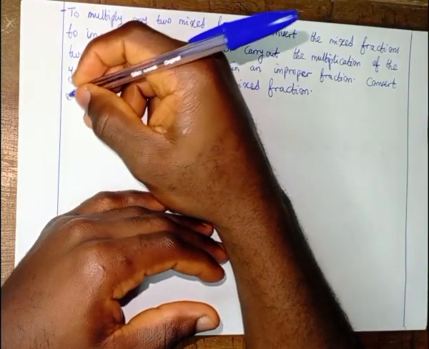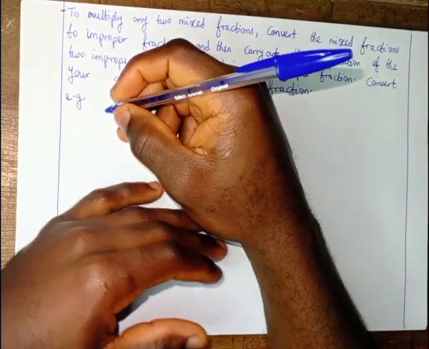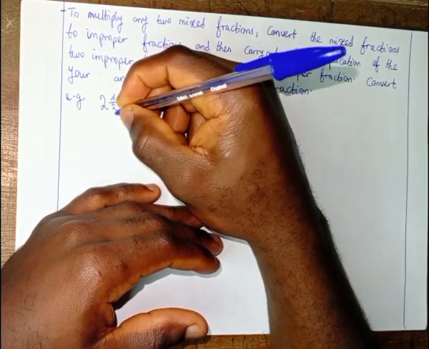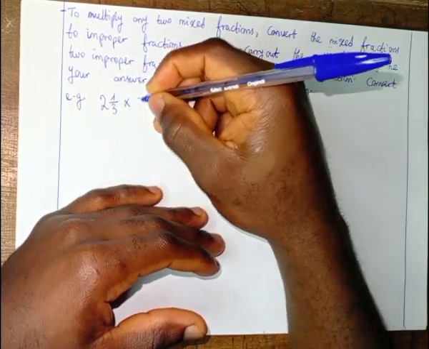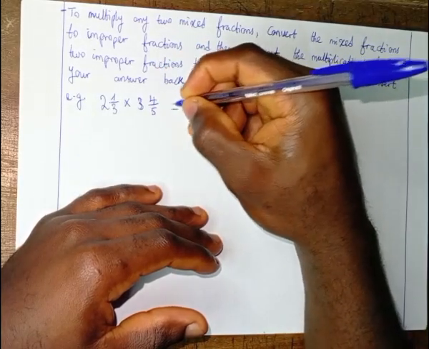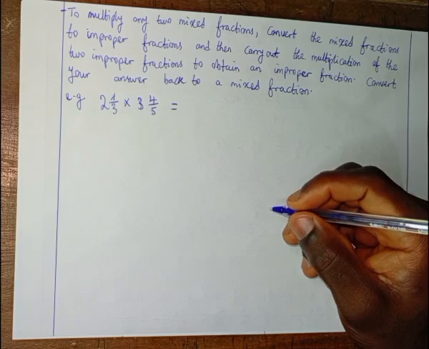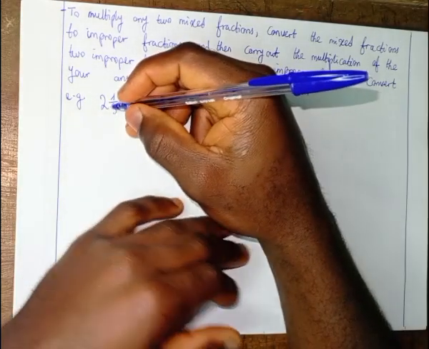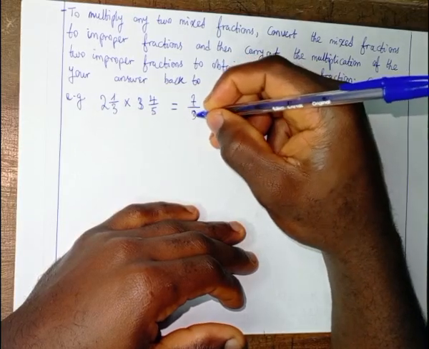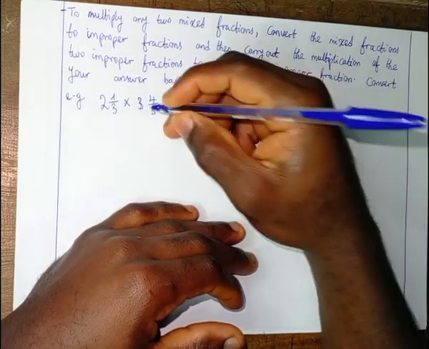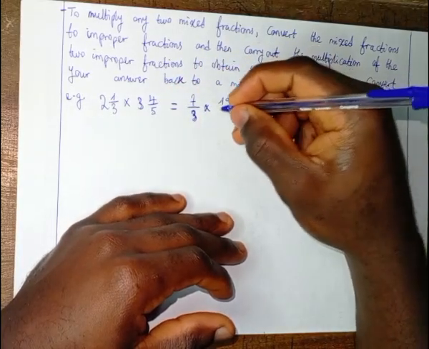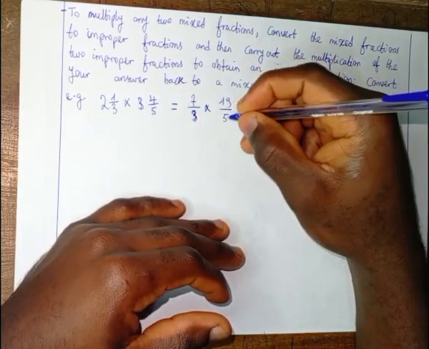Let's take an example, e.g. we have to multiply 2 and 1/3 by 3 and 4/5. First thing, we need to start by converting these two mixed fractions to improper fractions. 3 times 2 gives us 6 plus 1, 7. It is 7 over 3, times 5 times 3 gives us 15 plus 4, 19 all over 5.